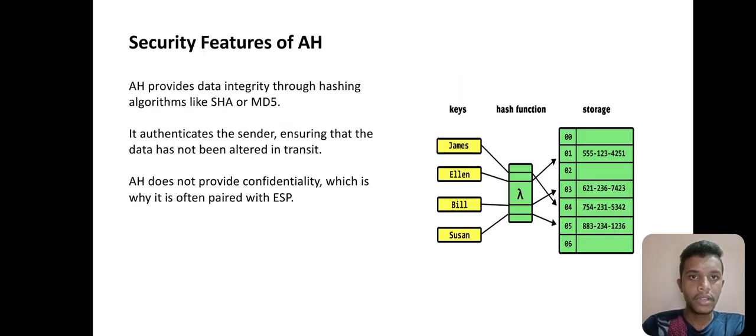And the security features of the authentication header: it provides data integrity through hashing algorithms like SHA or MD5. It authenticates the sender, ensuring that the data has not been altered in transit. And the authentication header does not provide confidentiality, so it is often paired with ESP.